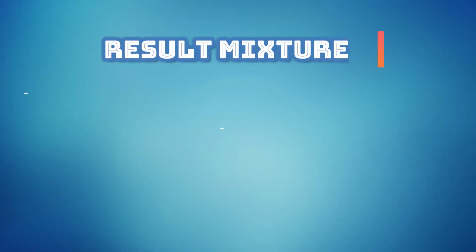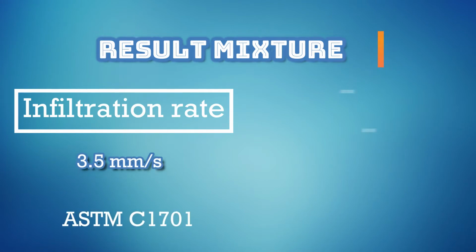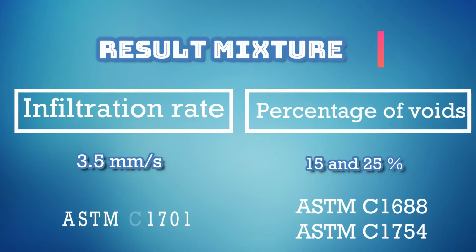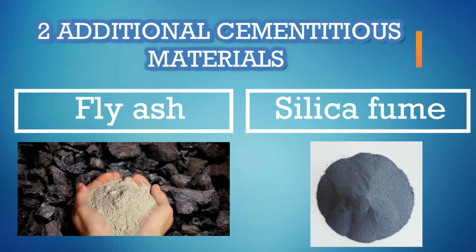The resulting mixture must have an infiltration rate greater than 3.5 mm per second, in a percentage of voids between 15 and 25%. The use of up to 2 additional cementitious materials such as fly ash or silica fume and up to 1 additive is allowed.